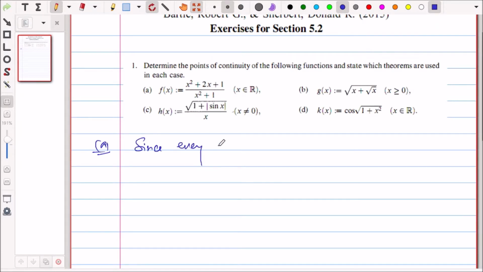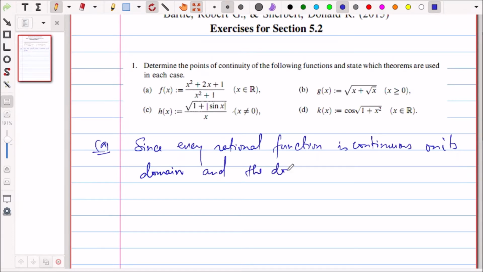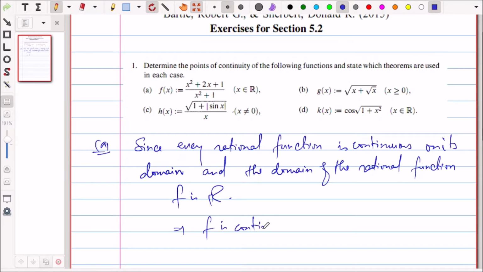Since every rational function is continuous on its domain, and the domain of the function f is R, this implies f is continuous on R. Fine.